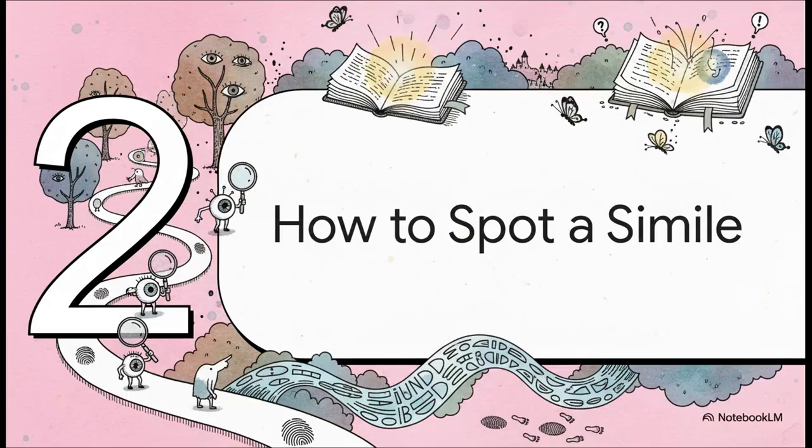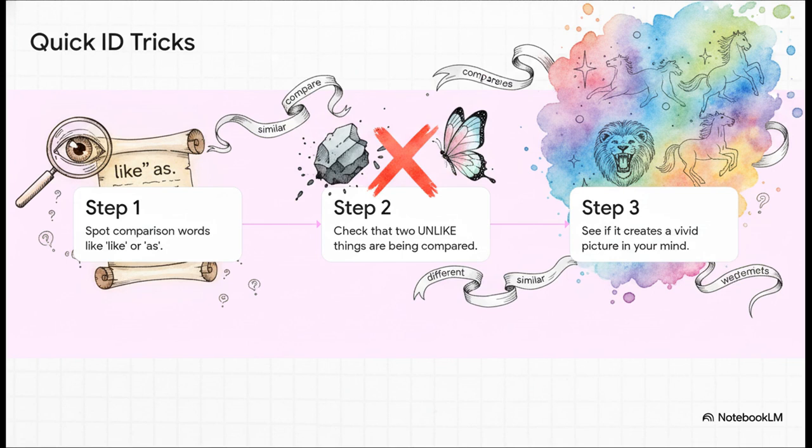All right, so we've got the definition, we've got the formula, but how do you actually find these things out in the wild, in a book or a poem? Let's break down how you can become a total pro at spotting similes. It's a really easy three-step trick. First, you're on the lookout for those two magic words, like or as. That's your first clue. Step 2, and this is super important, you have to check that the two things being compared are actually unlike things. And finally, just ask yourself, does this create a cool picture in my head? If the answer is yes, you've probably got a simile on your hands.